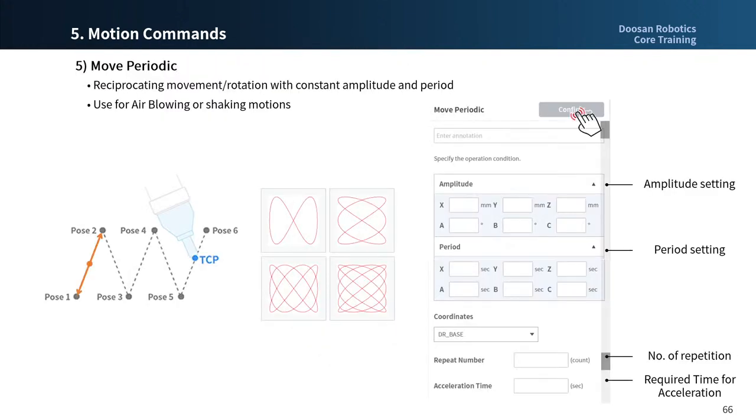Next is move periodic. This is a motion that repeatedly vibrates or rotates at a certain interval. So you must input the period after selecting distance or angle for amplitude. If you select a different repeat interval for both directions, you can move along the path that is shown.